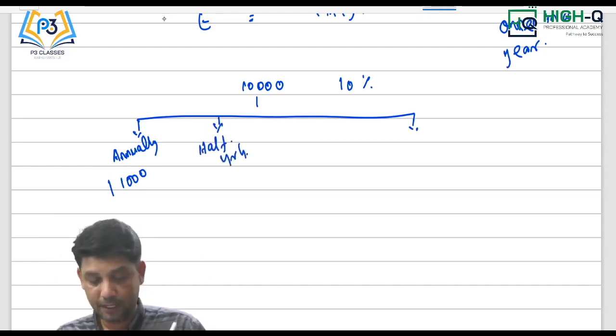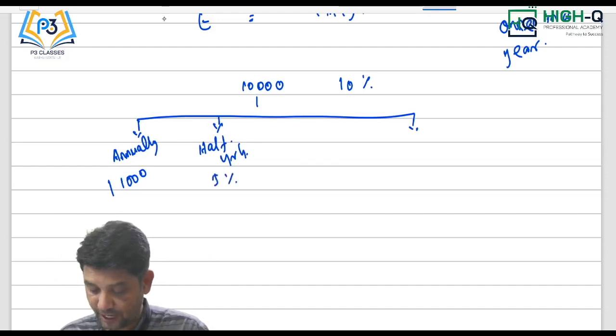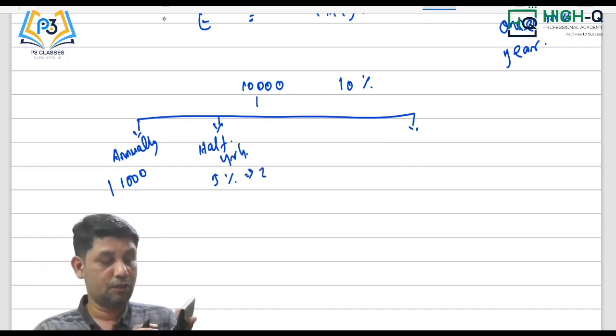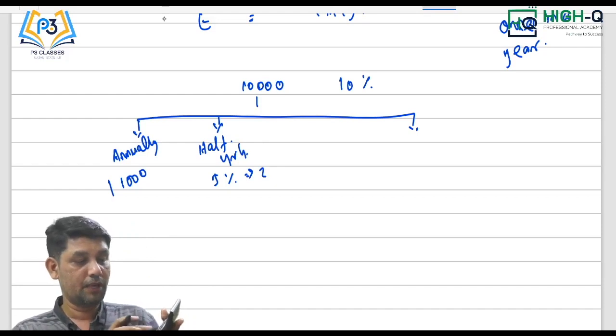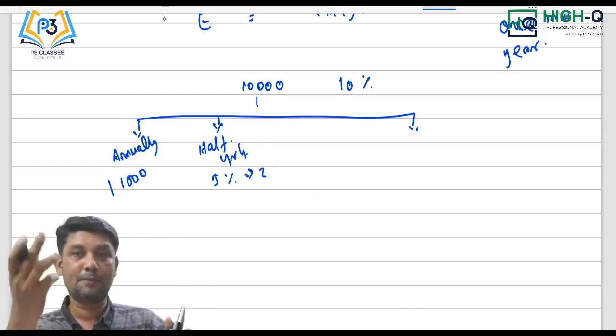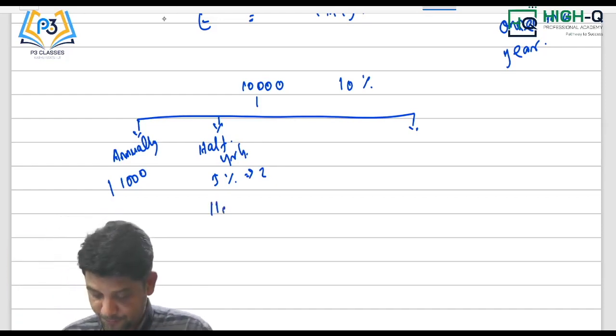Half yearly means this 10% will become 5%. The number of years is one only, but the number of times interest is calculated becomes 2. So what you will do, sir, 10,000 plus 5% plus 5%. 2 times you will be adding 5%. 11,025.